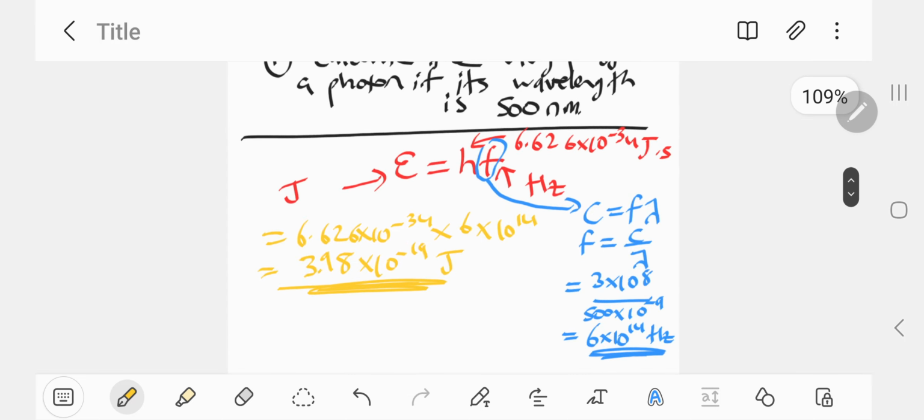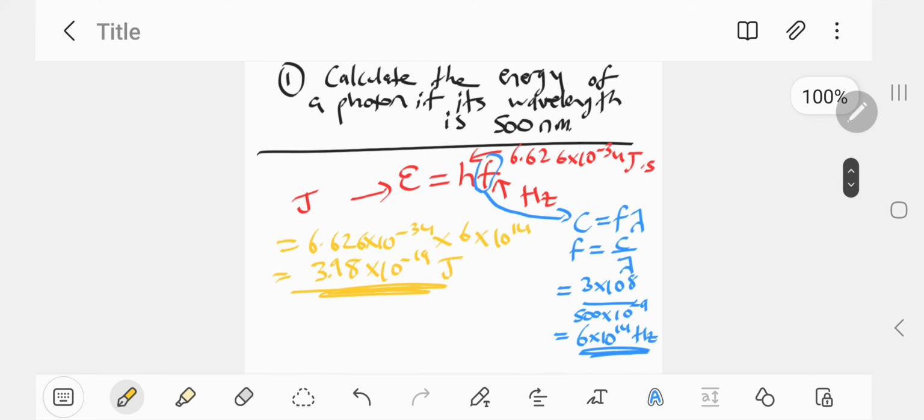So this is typically a 2 marker, 1 mark for the working out, 1 mark for the answer. So that's your answer there. And it makes sense, sanity check, 10 to the minus 19, because it's a single photon, okay? It's not going to have a massive amount of energy. But collectively, lots of photons, they'll have a decent amount of energy.